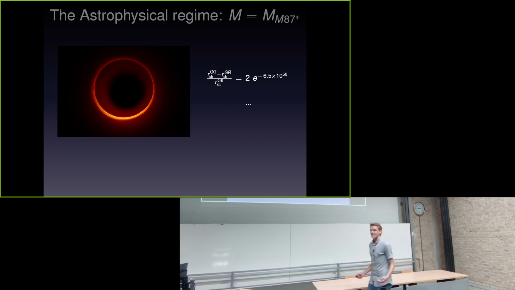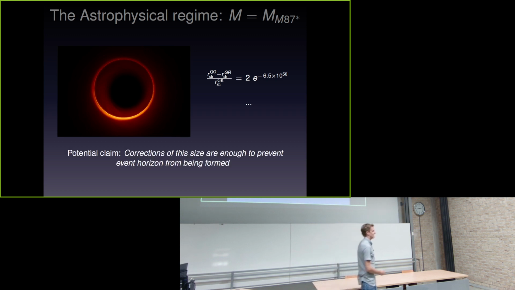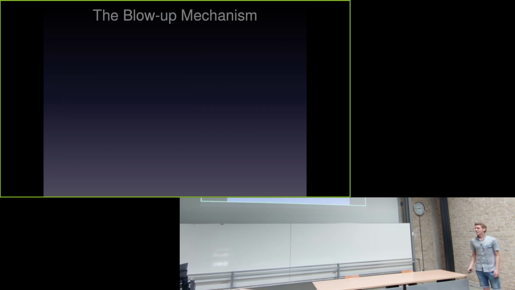And the topic I want to talk about is to make a potentially really wild claim, and that's that corrections of this size are actually enough to prevent the event horizon from being formed. So this is what I'm going to talk about now. And the way this happens is through a mechanism that I call the blow-up mechanism.